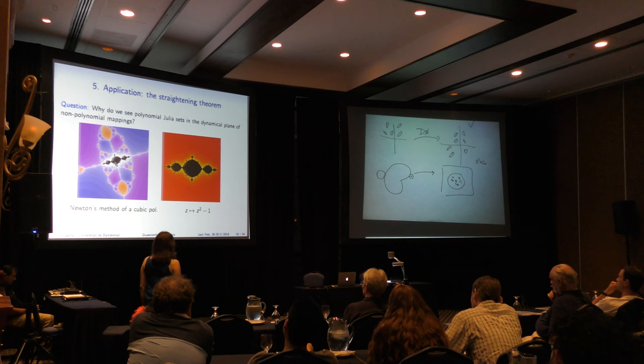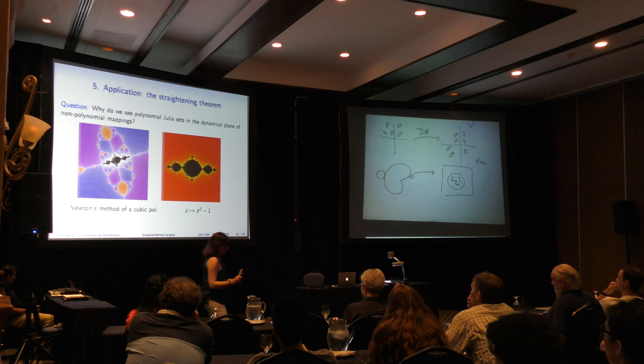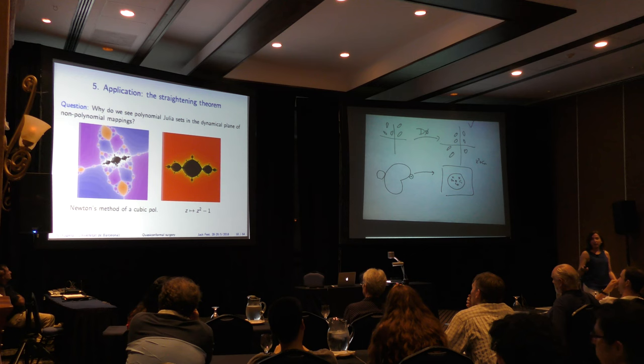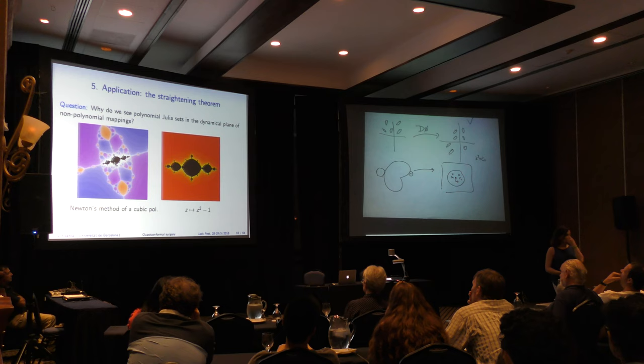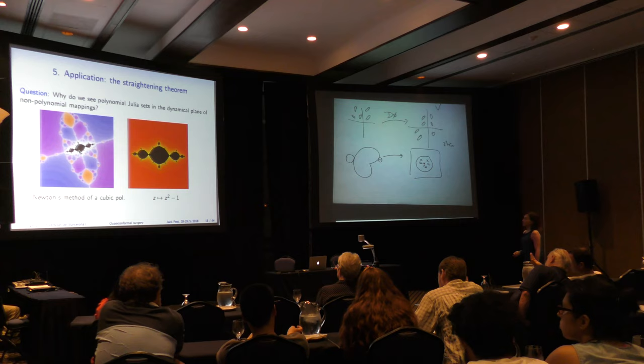And it explains why, in the middle of nowhere, well, Newton's method is not nowhere, but in the middle of the dynamical planes of who knows what, right? Whatever, transcendental maps or rational maps, suddenly you find these things that are exactly equal to the Julia set of quadratic polynomials or cubic or polynomials in general, right? So why do you find this here? How do you explain this? And this is the instance of surgery that I want to explain to you.